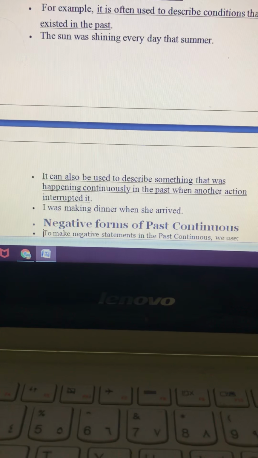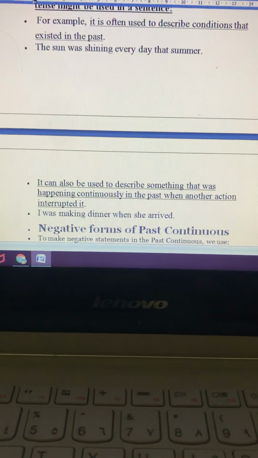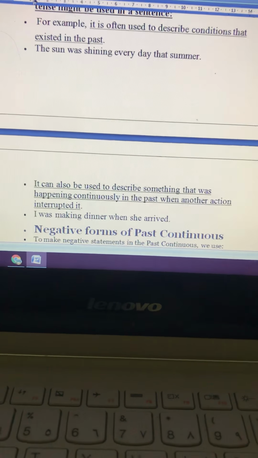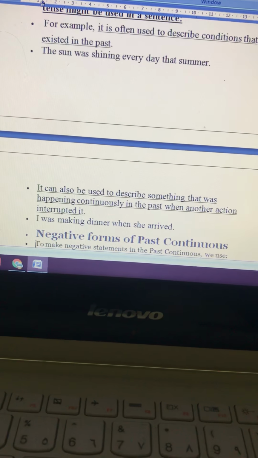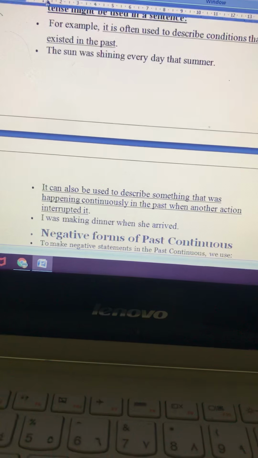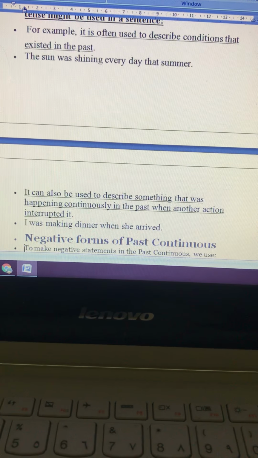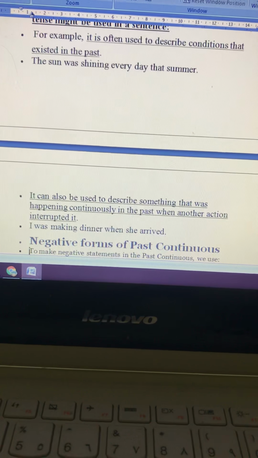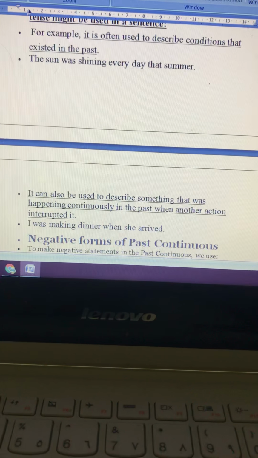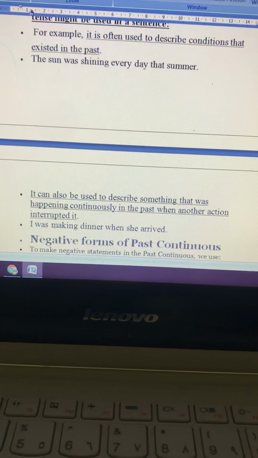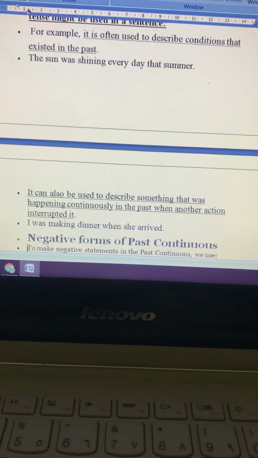It can also be used to describe something that was happening continuously in the past when another action interrupted. Here we have some kind of interruption, which means مقاطعة. حدث يقاطع حدث آخر. For example, I was making dinner when she arrived. قدومها عمل interruption, عمل مقاطعة لأنه أنا was making dinner. So الفعل الأول was making بالpast continuous and the other one in the simple past.